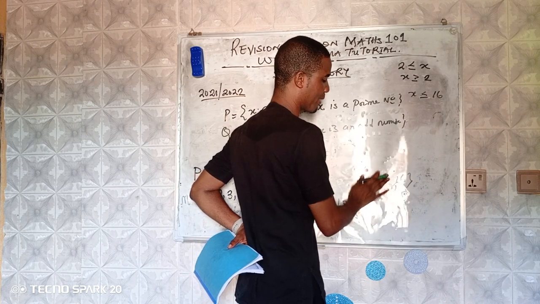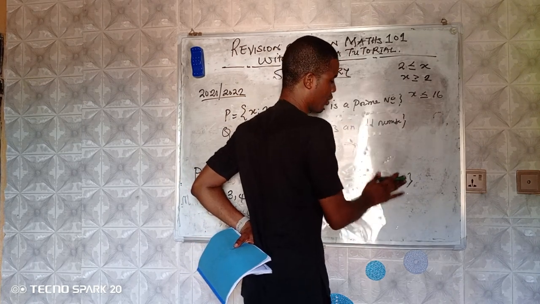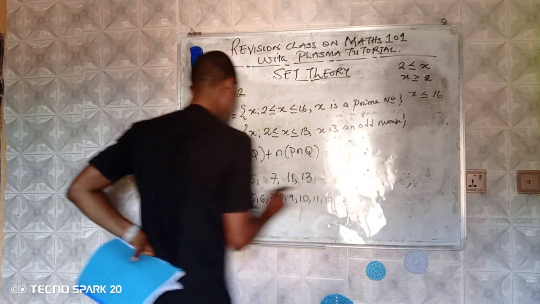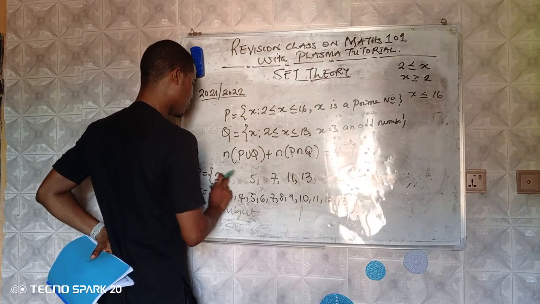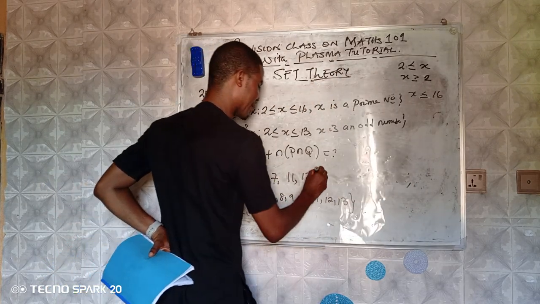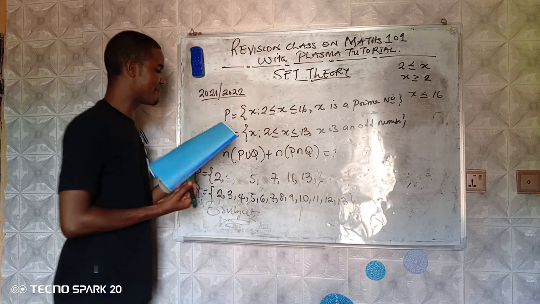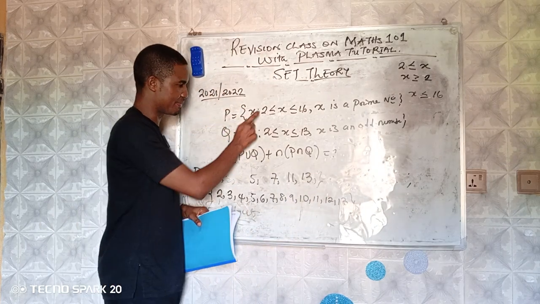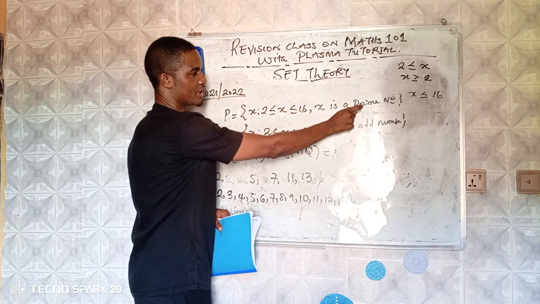15 is not a prime number. Then 16 is also not a prime number. Hence, we have 2, 3, 5, 7, 11, 13. These are the members that will make up set P because of this condition.